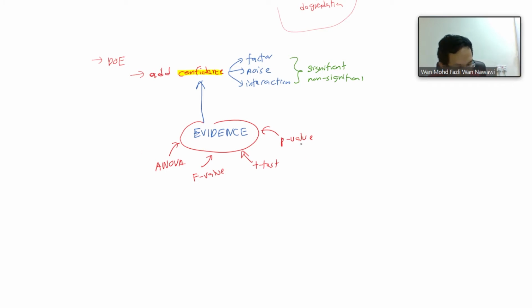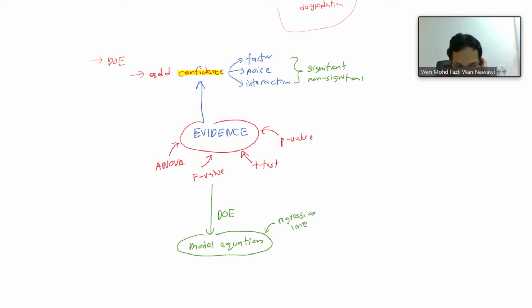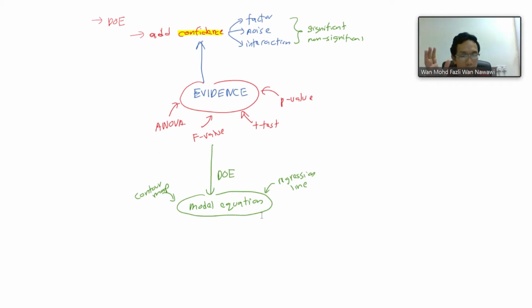So based on this evidence, the DOE will do the prediction. Normally they come up with what we call the model equation. Because you already have evidence, now you are confident, so DOE will give you model equations. For example, the regression line, and so on, and the contour map. So they give you a prediction, and then the optimization or confirmation and so on.